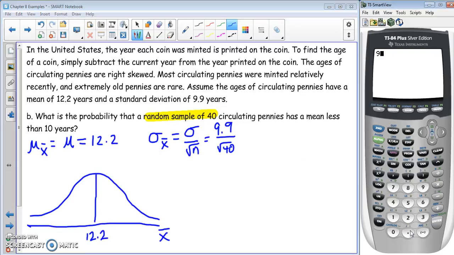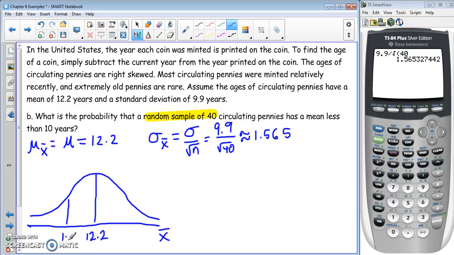Let's see roughly what our standard deviation is there. 9.9 over the square root of 40 is roughly about 1.565. If I do 10, it's just over here somewhere. We're looking for a mean less than that, so we're looking at this region over here. We're looking for the probability that x bar is less than 10.